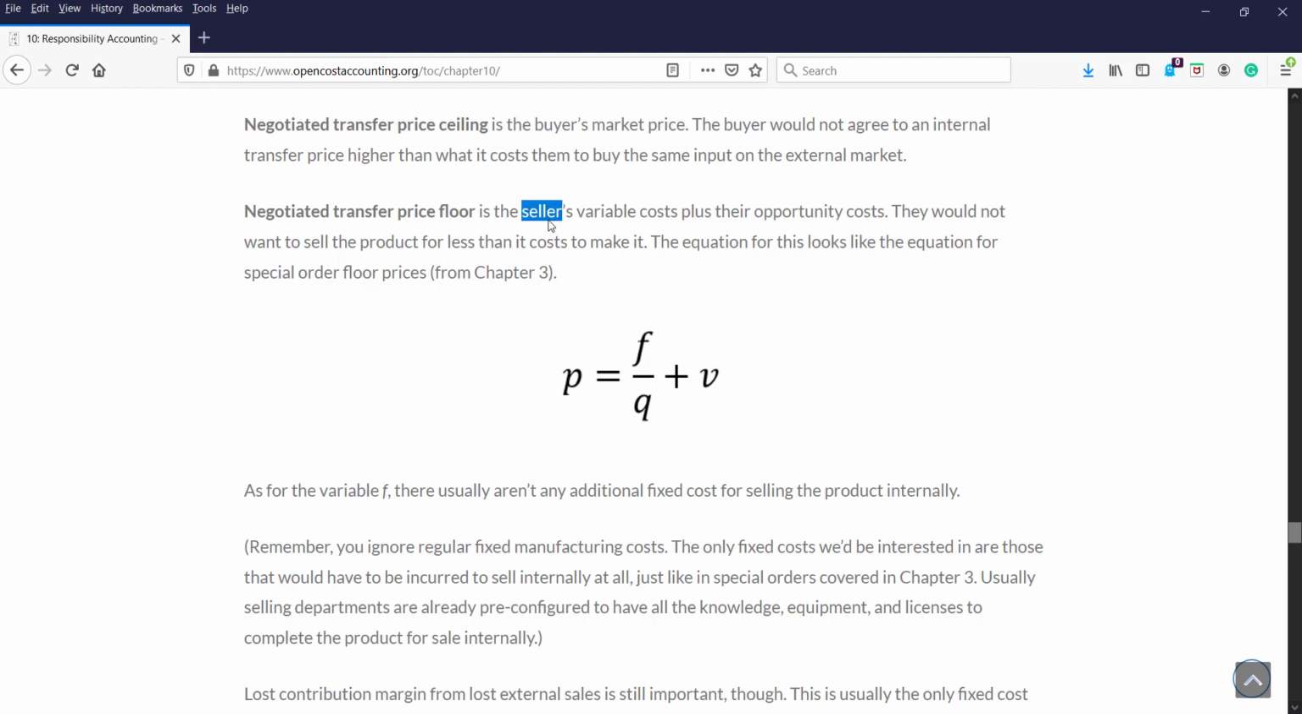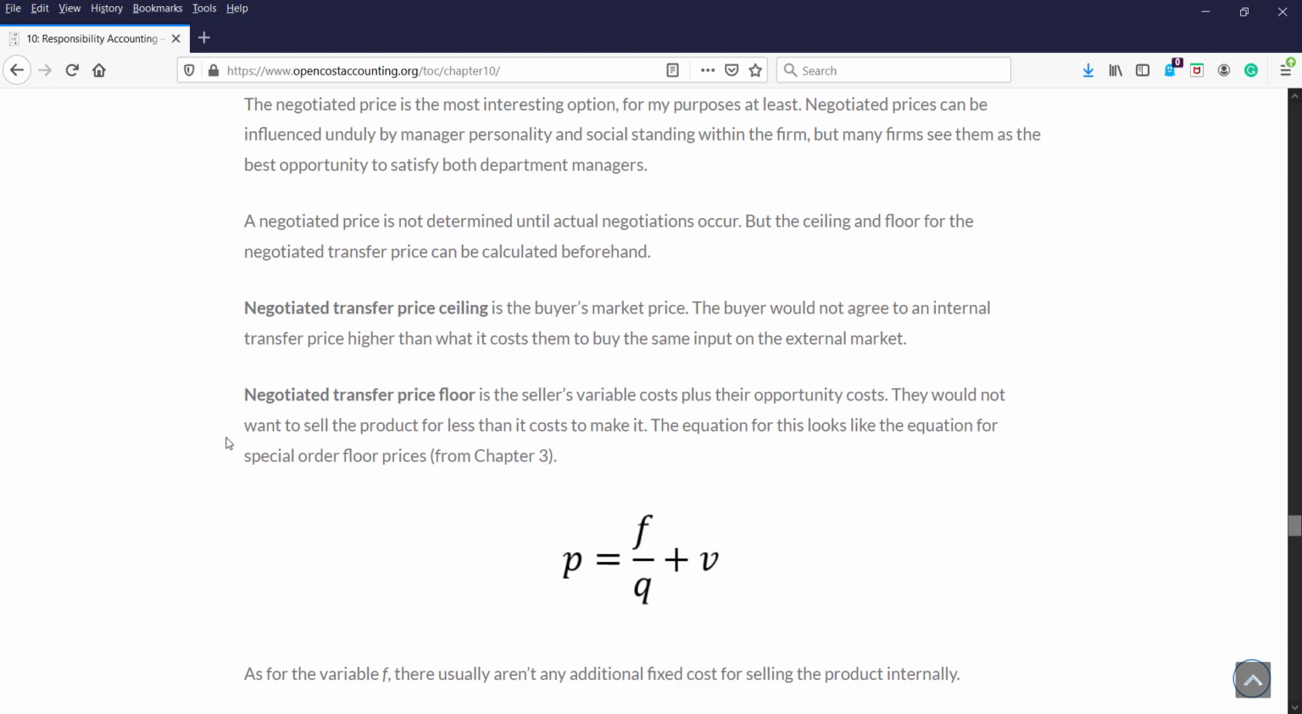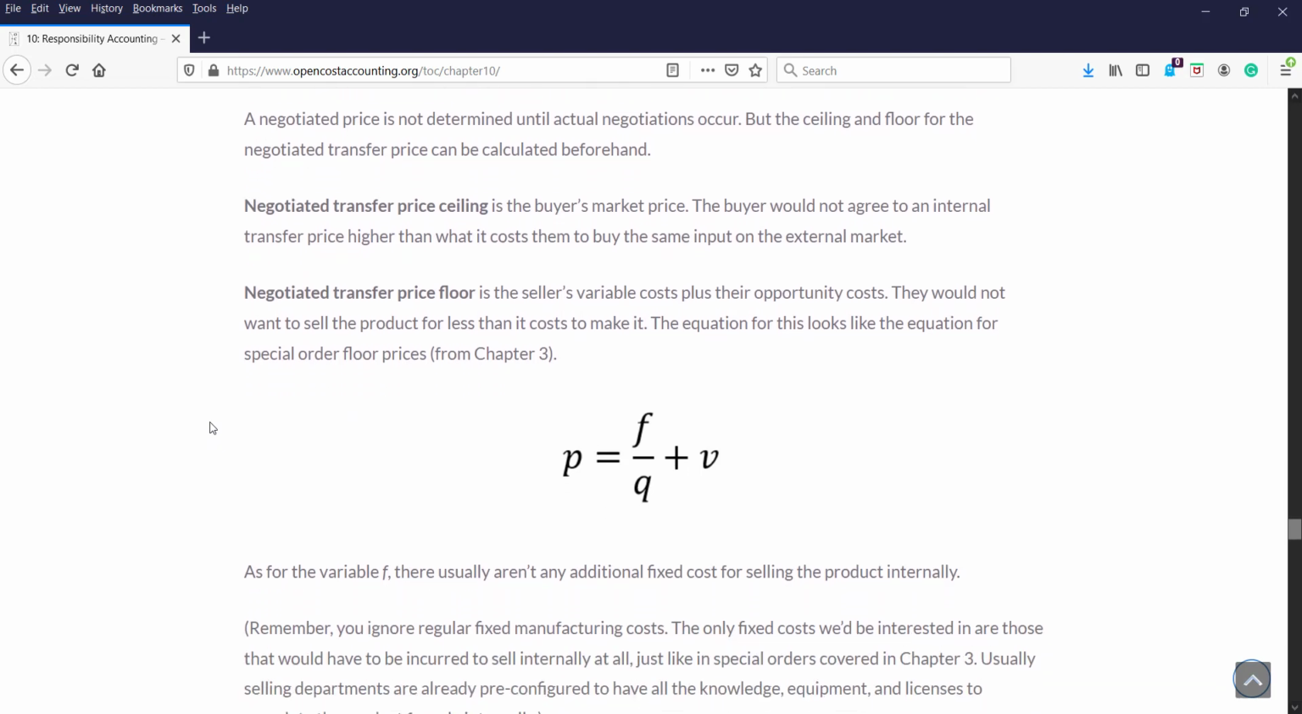So the minimum amount the seller will settle on for a negotiated price, under normal economic conditions anyway, is variable cost per unit plus the share of opportunity cost from losing the sales in the external market that each of the units being sold needs to bear.